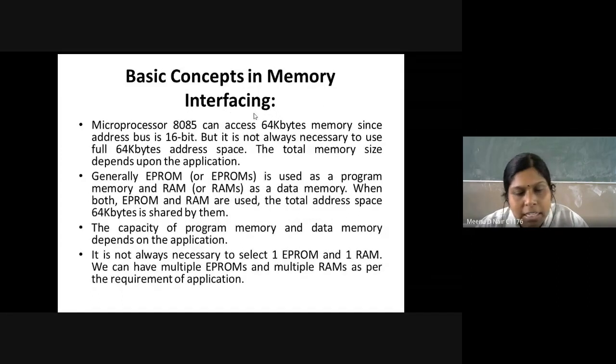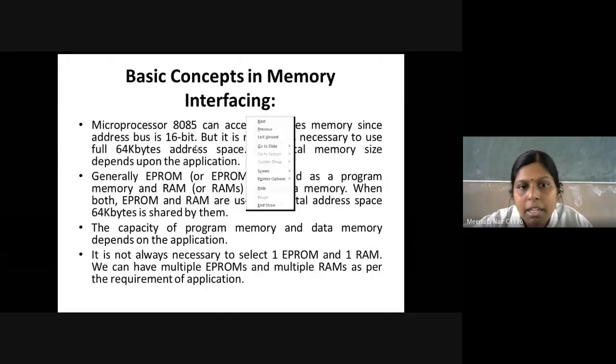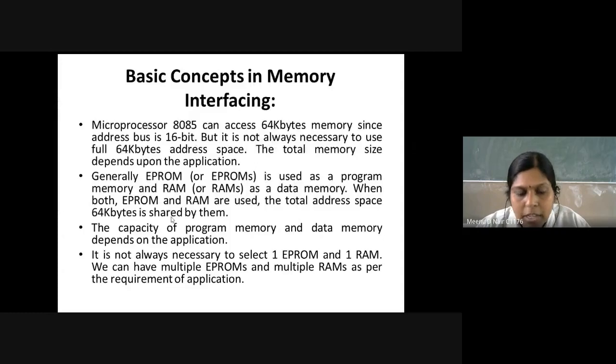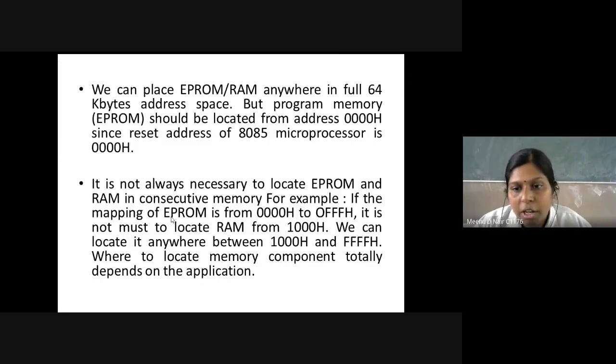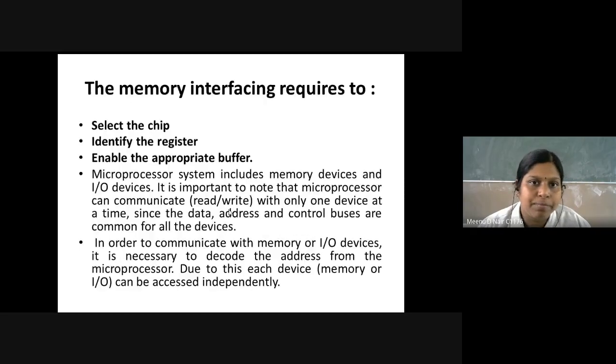So for memory interfacing in the 8085, you have 64 kilobytes of memory available, and it is shared by EEPROM as well as RAM. It is not necessary to use just one EEPROM or RAM. You can use multiple EEPROMs and RAMs, based on your program. Based on the requirement you can use multiple, and you can place the addresses anywhere. It is not a problem.